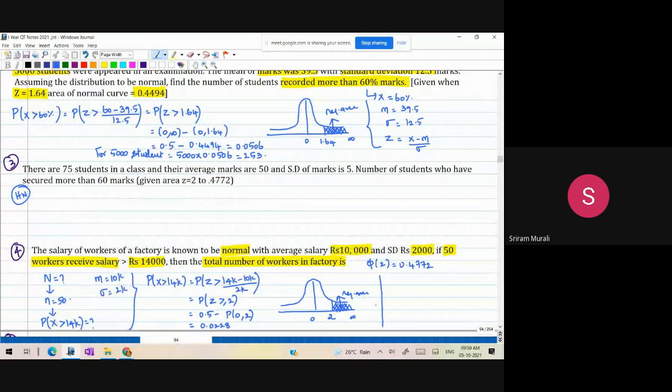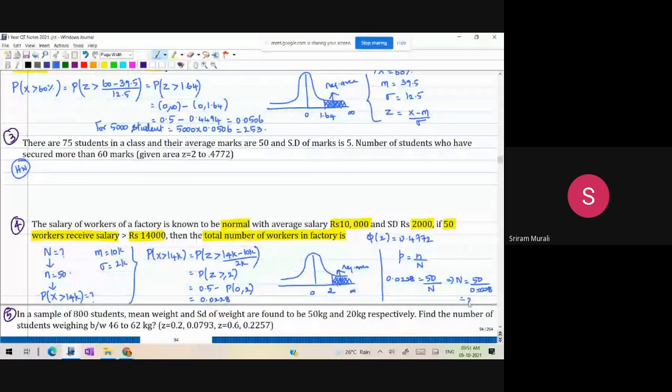Actually, you have to find the capital N. You know the definition of probability? Small n by capital N, sample divided by population. So you found the probability, 0.0228. Sample is 50. What is N? To be found. If you cross multiply, N will be equal to 50 divided by 0.0228. So this many workers are there in a factory. That is 2193. Have you all understood?